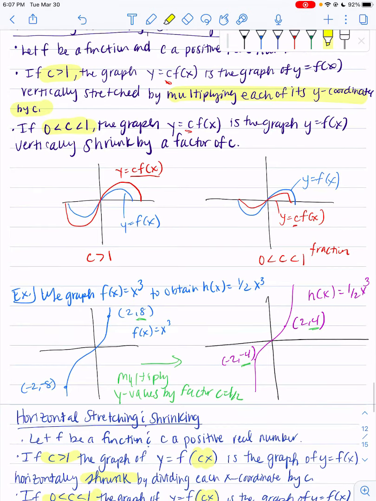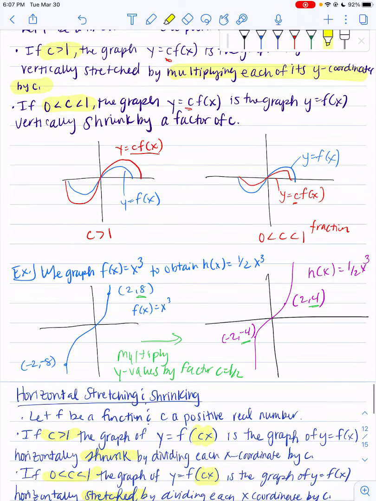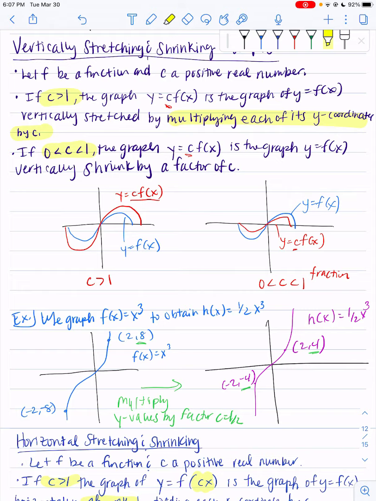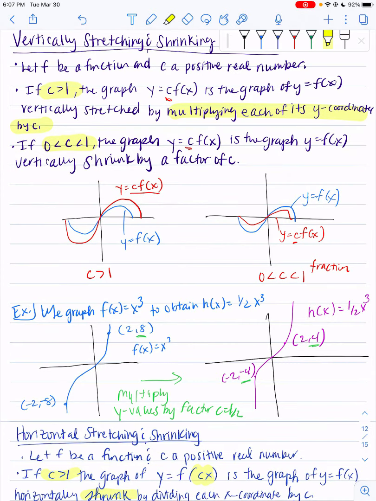So we have y equals c f of x. When c is greater than 1, we're vertically stretching the graph. So the blue is the original function, and then the red is we're stretching it by multiplying each of its y coordinates by c. And then if c is between 0 and 1, we're vertically shrinking it by a factor of c. So blue is the original, and then we're shrinking, so our red is the new function.